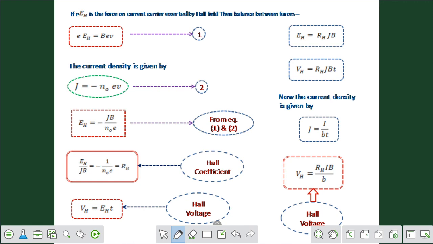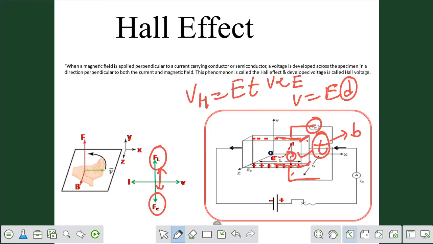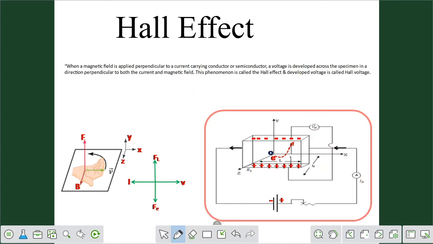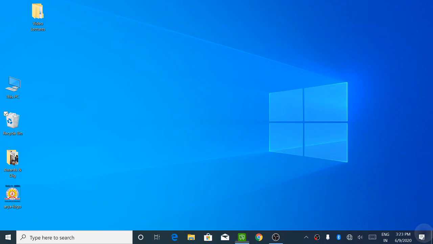So the Hall effect is very simple. If you understand that experimental diagram, you can derive the whole equation from that concept. Okay, so thank you very much.